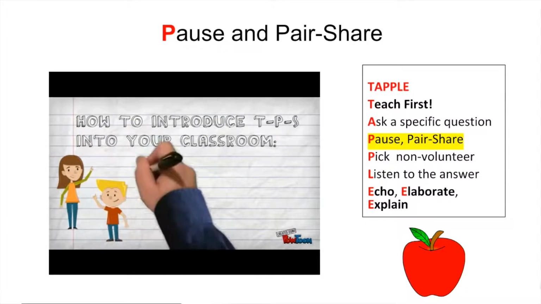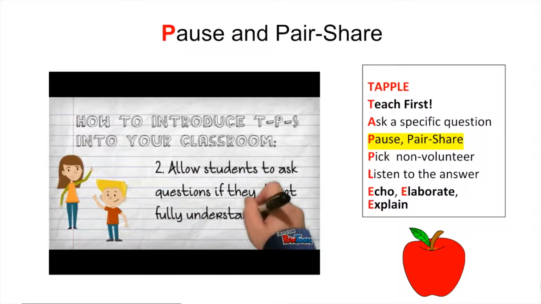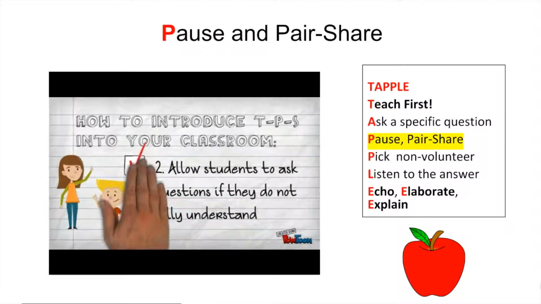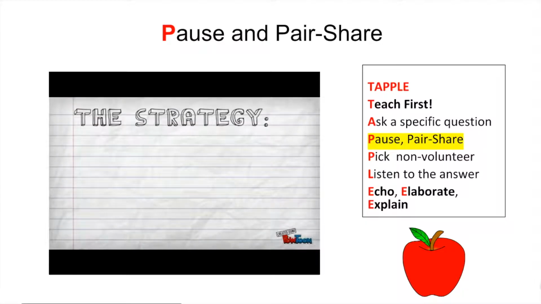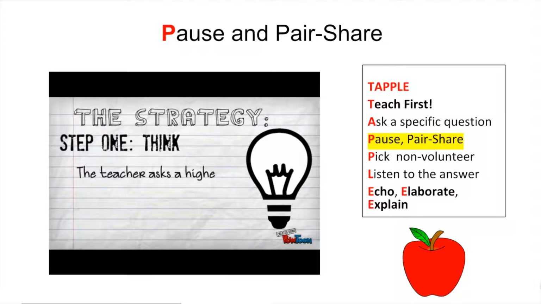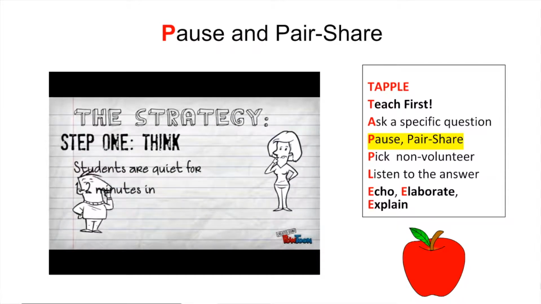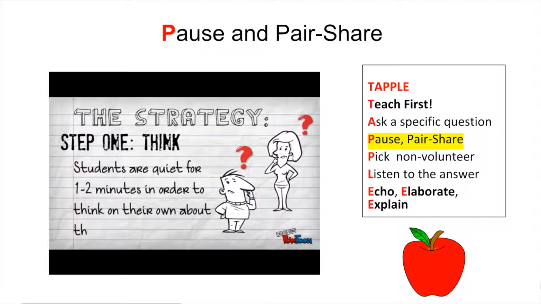Allow students to ask questions at this time to ensure that they fully understand how it works. The strategy itself involves 3 steps. Step 1, Think, begins with the teacher asking a higher order thinking question. Then, students are quiet for a minute or 2 so that each can think on their own about the question.